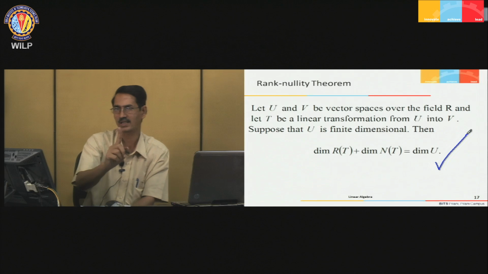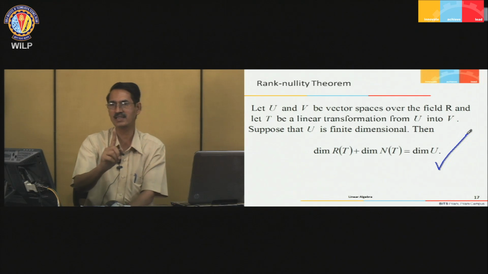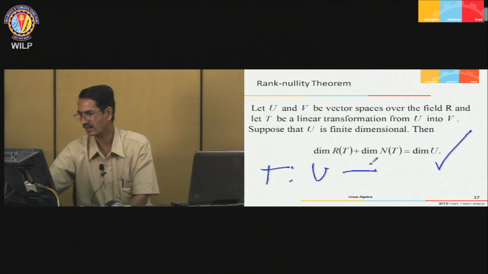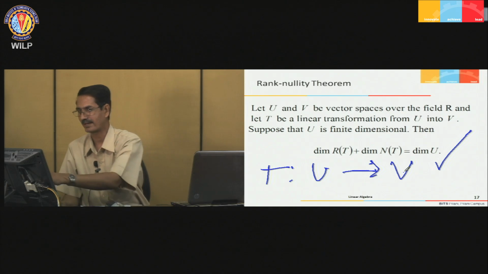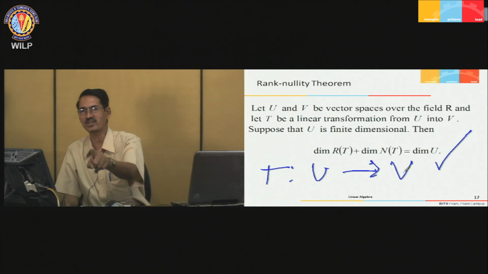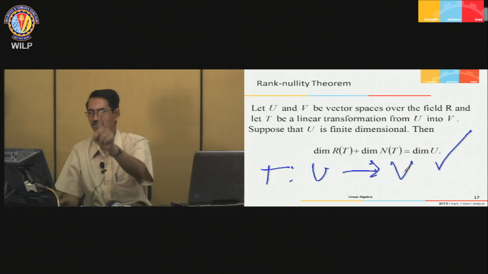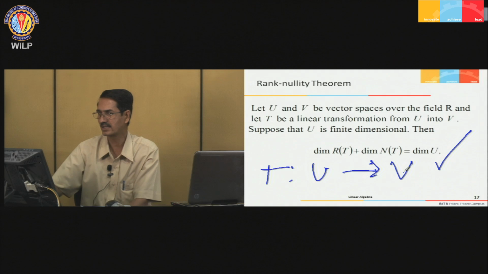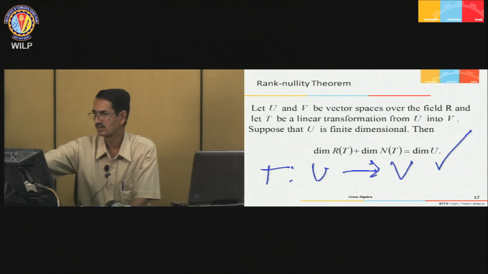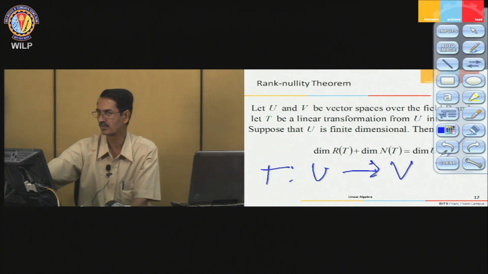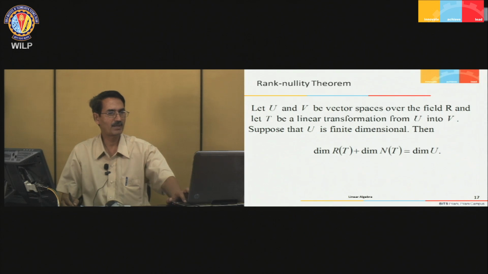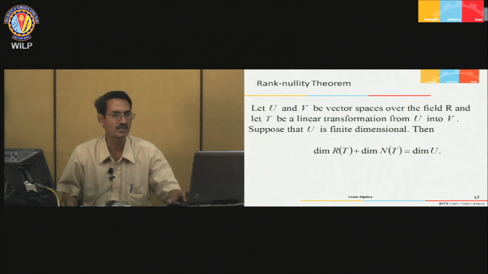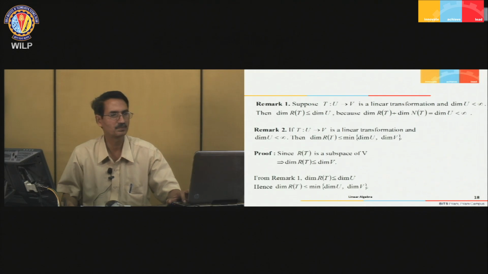So dimension of range space of T plus dimension of null space of T is equal to dimension of U, not dimension of V. It must be clear. T is a map from U to V. So dimension of range space of T plus dimension of null space of T is equal to dimension of U, not the dimension of V. So this result you are supposed to recall, that rank of linear transformation plus nullity of linear transformation is equal to dimension of U.